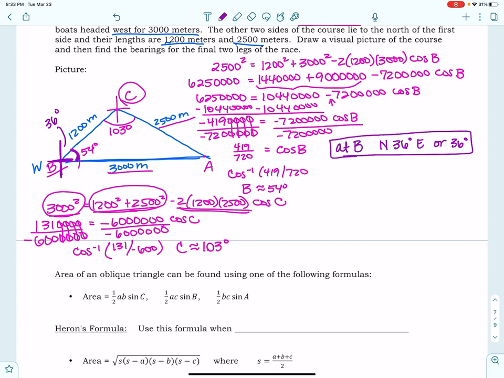Excellent. The next bearing is going to be a little trickier because I need to know from C to A what the bearing is going to be. So I can either have a south this many degrees east, or I can start here and go all the way around to right there. So that's where we are with that. Let me erase all this so you can see what's going on.